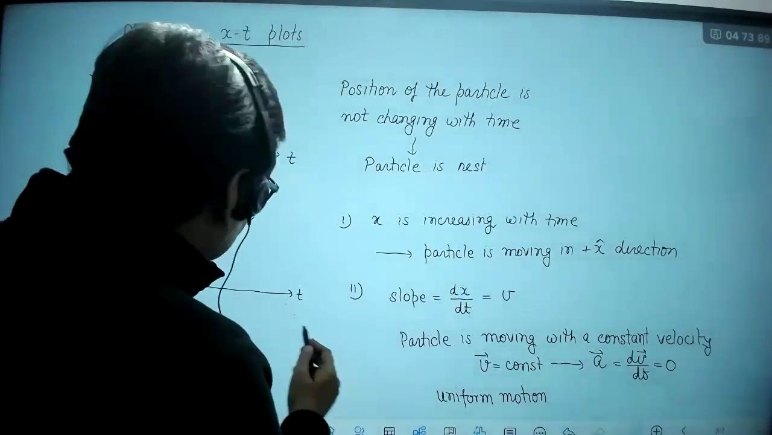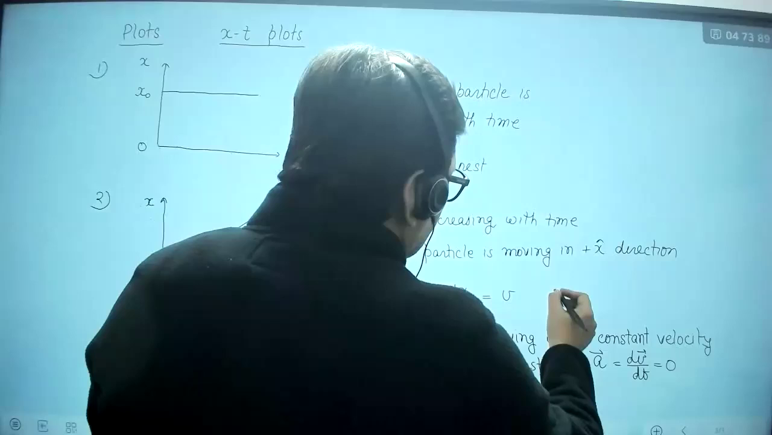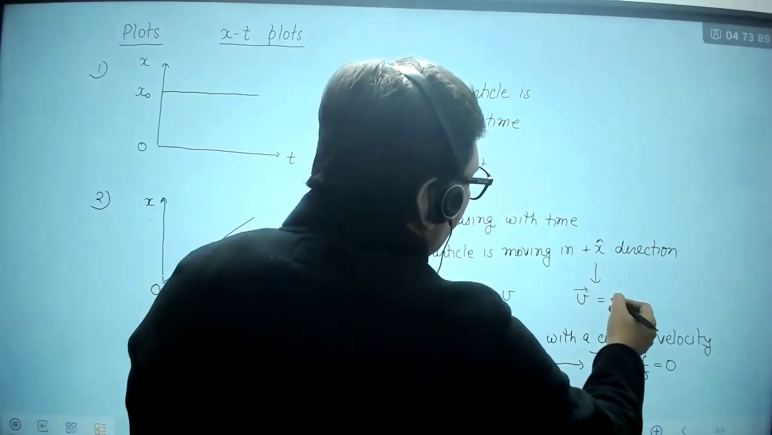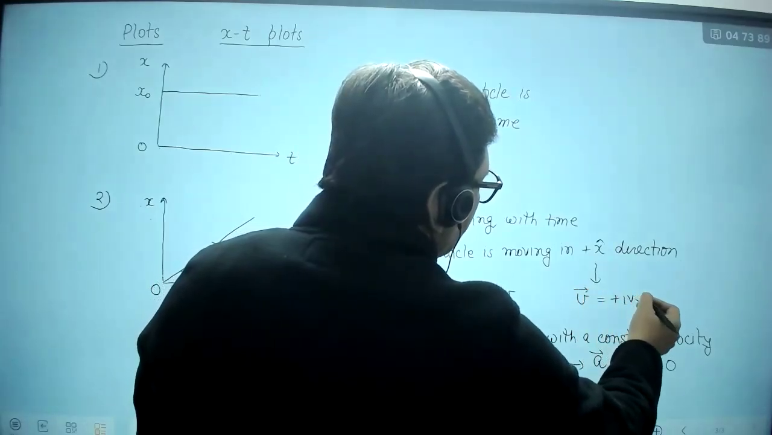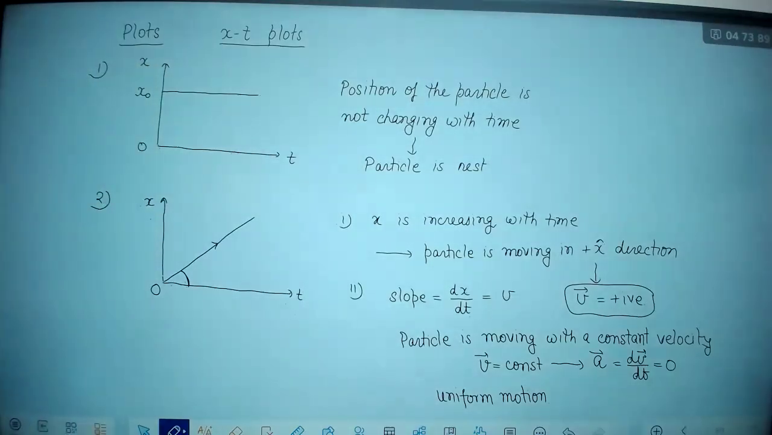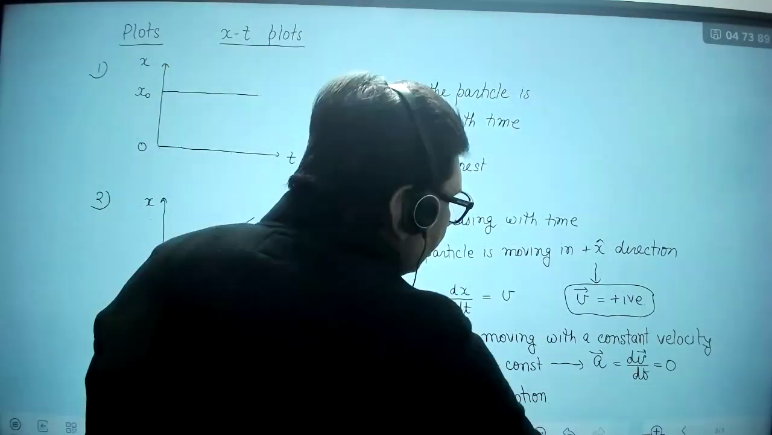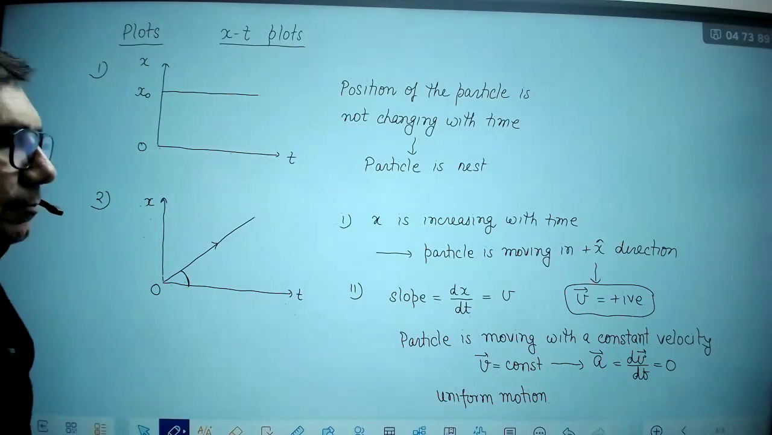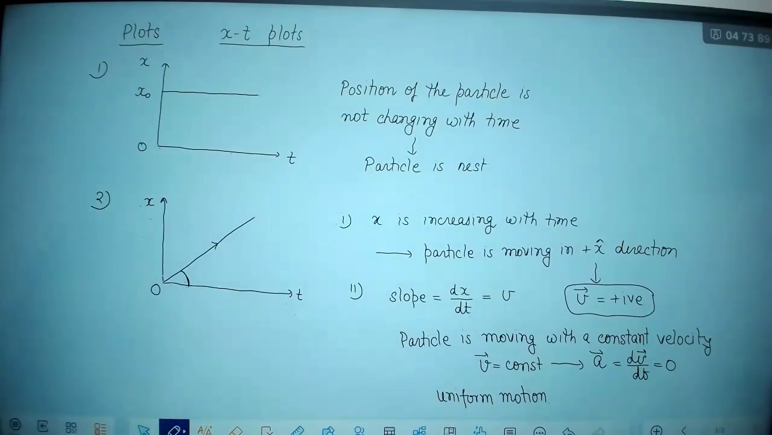And one more thing here: because x is increasing with time, it means velocity is positive. Velocity is positive here also. This is another conclusion you can draw. So these conclusions you can draw from this graph. Is it okay with everyone? Yes, sir. Please note it down quickly.